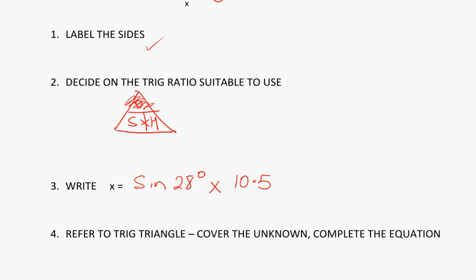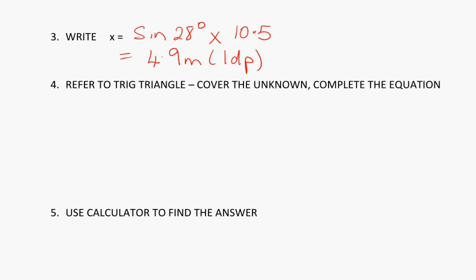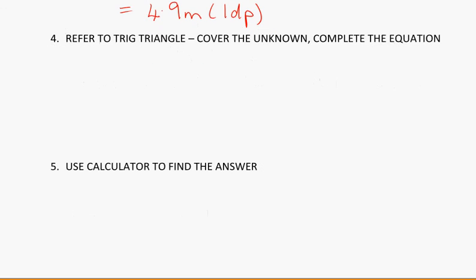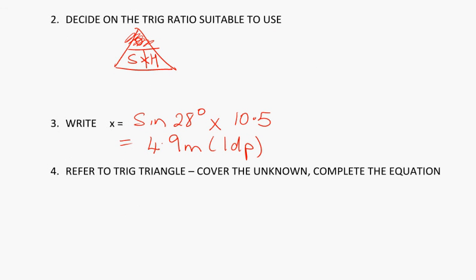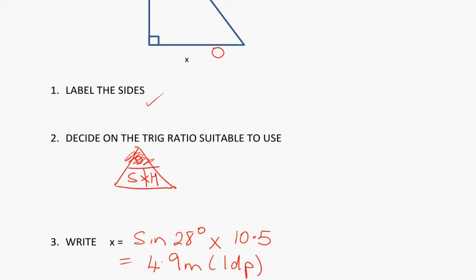And now you're ready to go to your calculator and look that up. So go to your calculator and key in sine 28 times 10.5, and you should get 4.9 meters. Once again, round to 1 dp, as there is 1 dp in the question. And we've done steps 4 and 5. Now in the next ones I will show you how to do the dividing when it's dividing in your trig ratio.